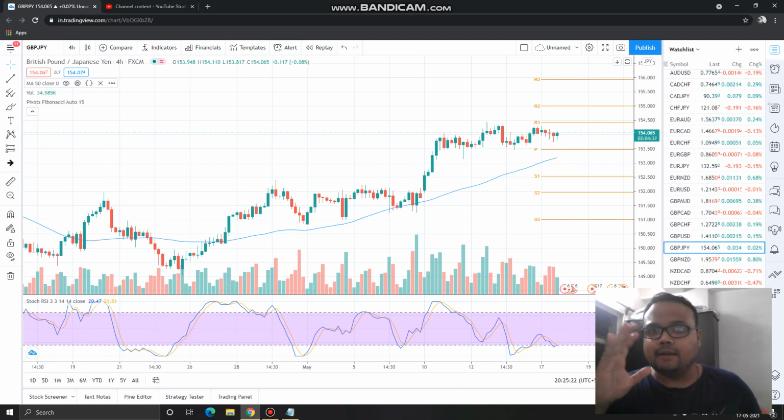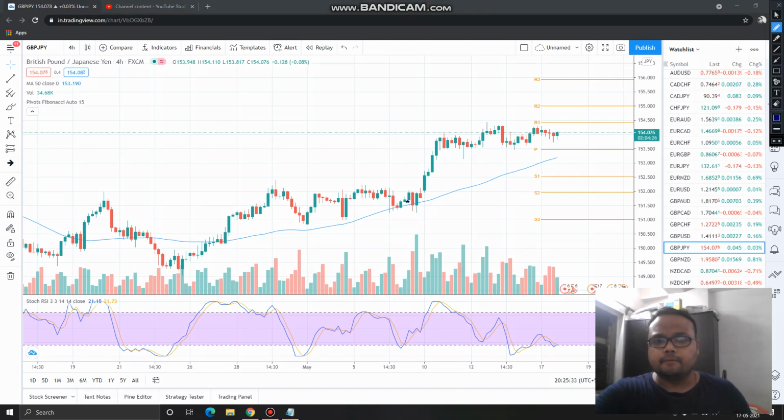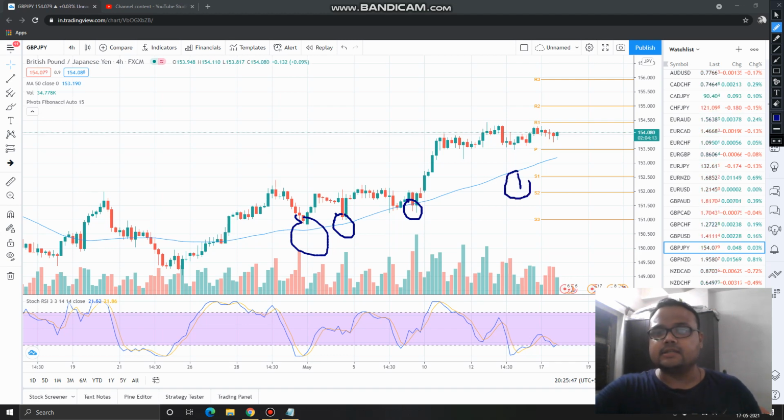In an uptrend market, the area of value is always near the support. In this case, we can see that the 50 moving average is more or less a good support. So if the market comes down to the 50 moving average and takes support, then it will be a good buying opportunity. So the 50 moving average is our first trading opportunity here.